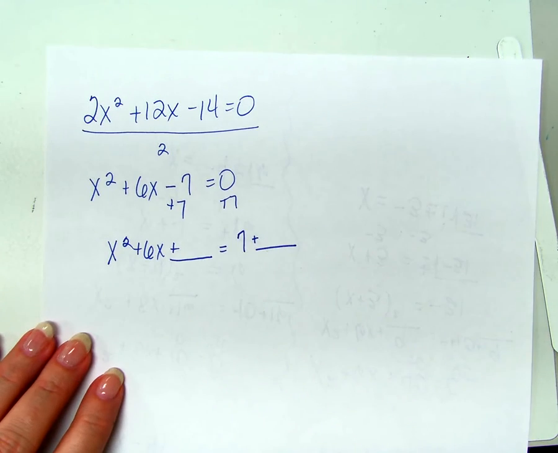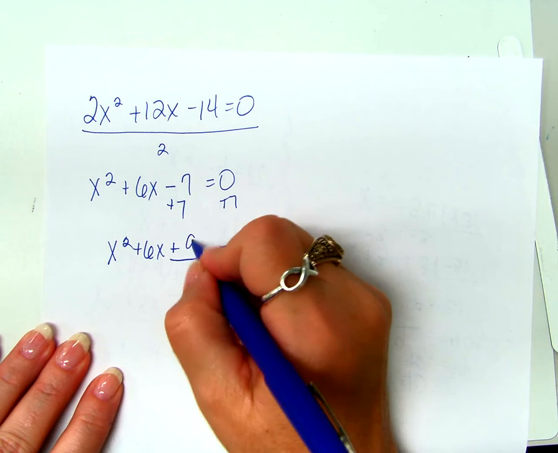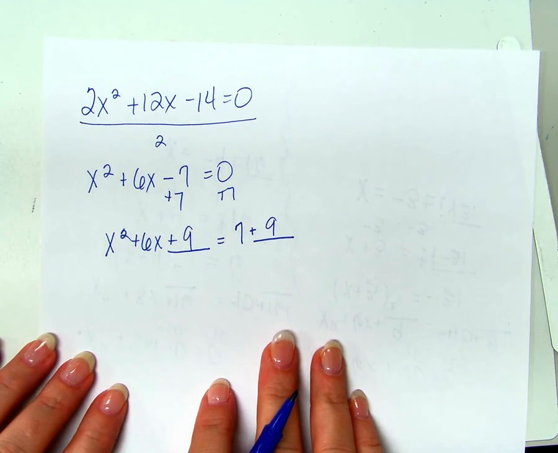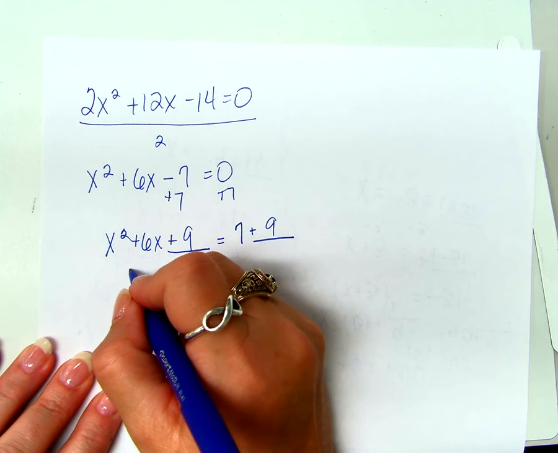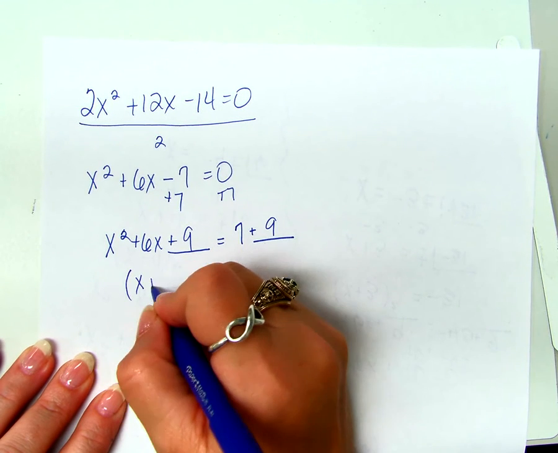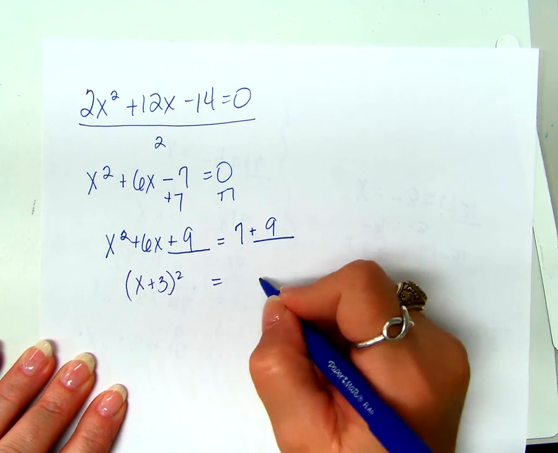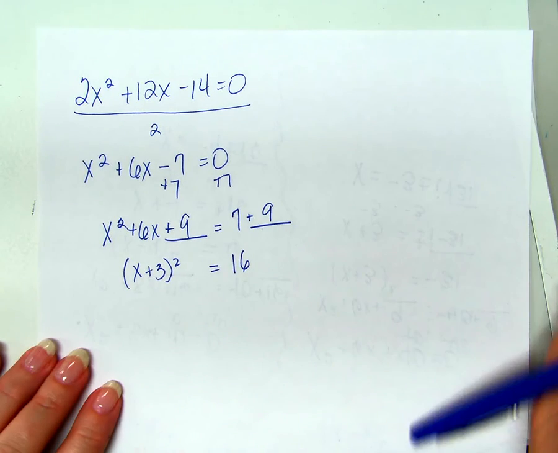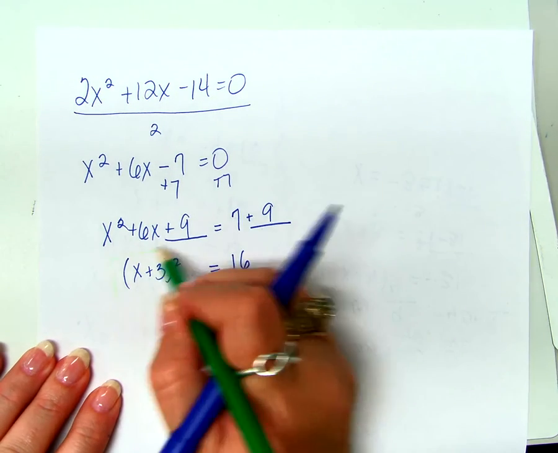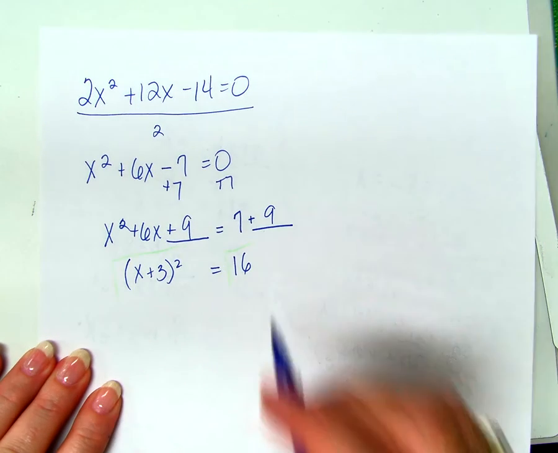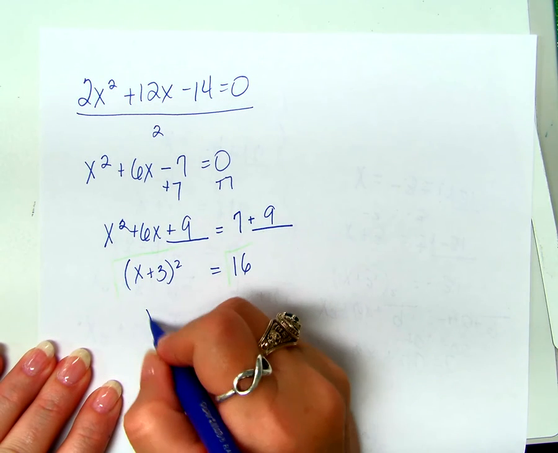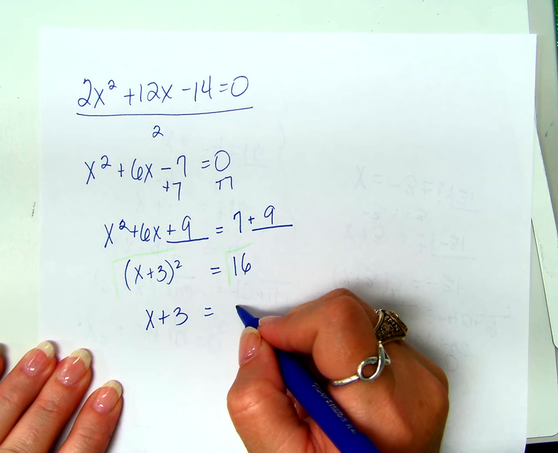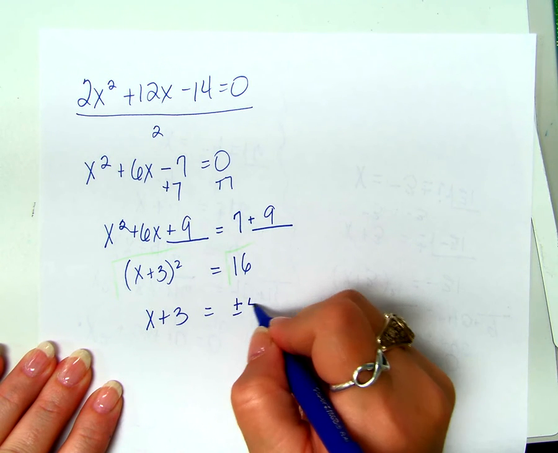So what's going to go in the blank? 9. I should have done another number. Sorry about that. What's my binomial? x plus 3 squared equals 16. And then square root both sides. Left hand side plus 3, right hand side positive or negative 4.